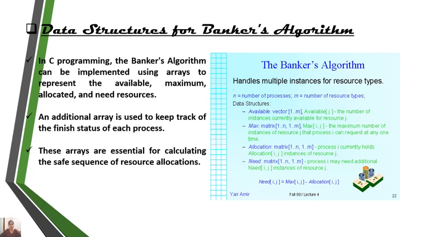Data structures for Banker's algorithm. In C programming, the Banker's algorithm can be implemented using arrays to represent the available, maximum, allocated and need resources. An additional array is used to keep track of the finished state of each process. These arrays are essential for calculating the safe sequence of resource allocations.